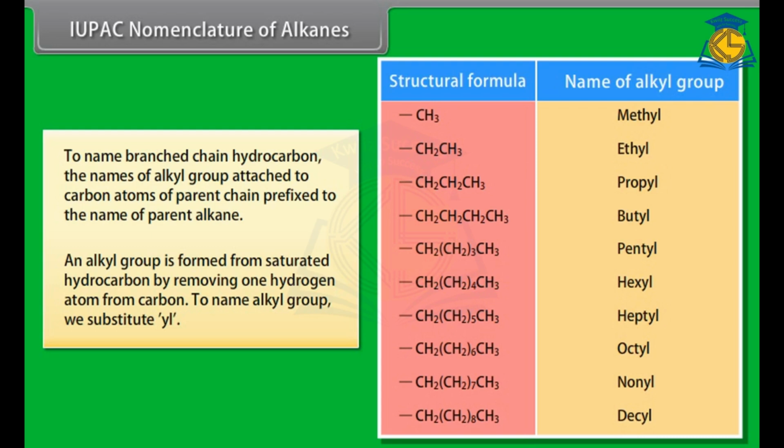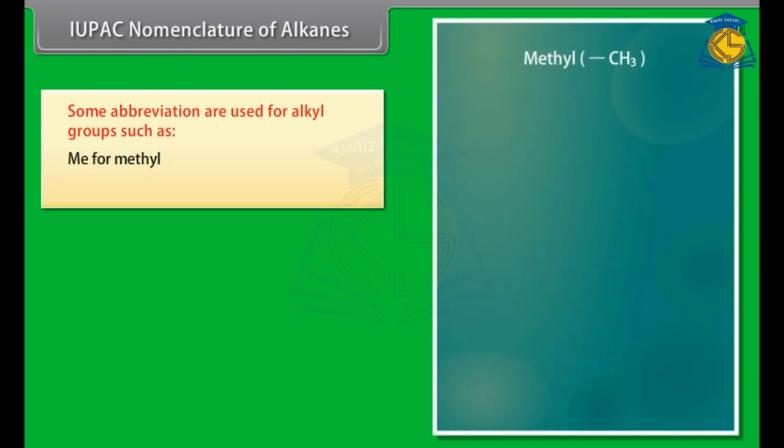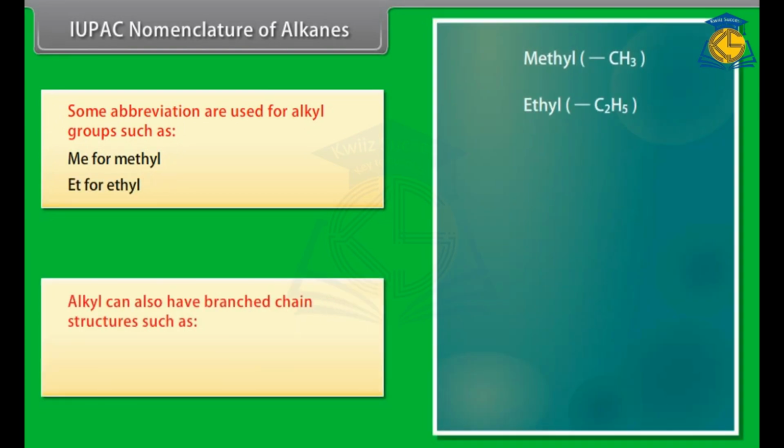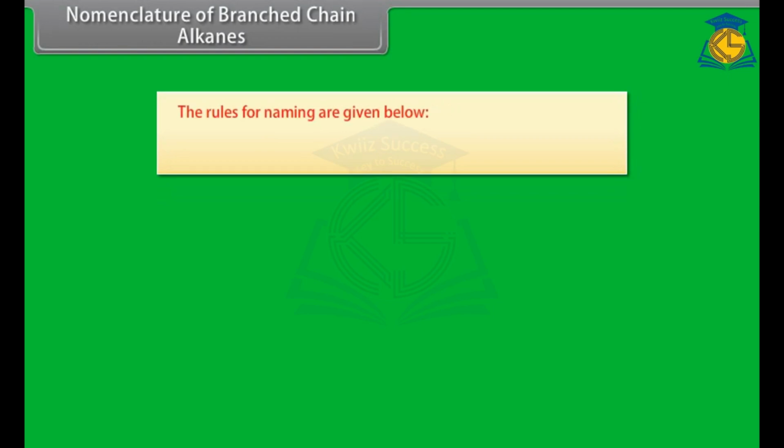To name alkyl group, we substitute YL. Some abbreviations are used for alkyl group, such as Me for methyl, Et for ethyl. Alkyl can also have branched chain structures such as isopropyl, tert-butyl. Nomenclature of branched chain alkanes. The rules for naming are given below.